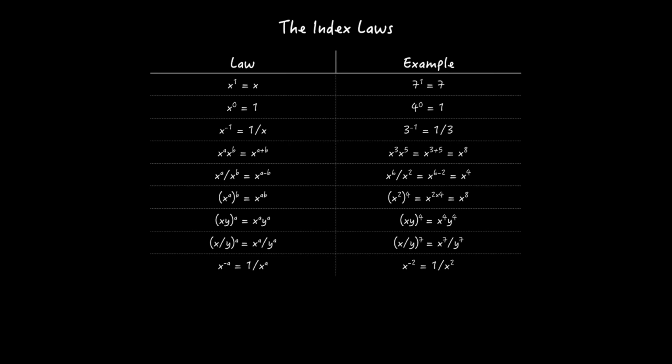The next law is x to the power of a, the whole to the power of b equals x to the power of a times b. An example of this is x to the power of 2, the whole to the power of 4 equals x to the power of 2 times 4, which equals x to the power of 8.